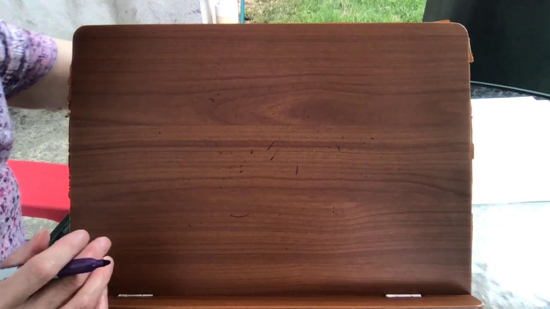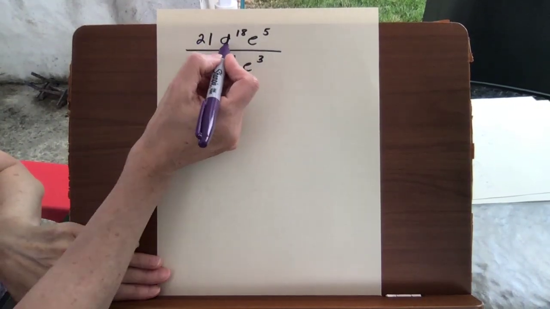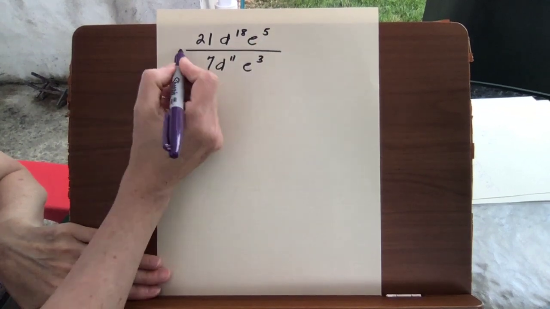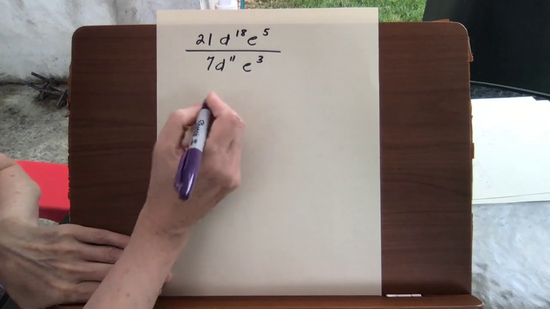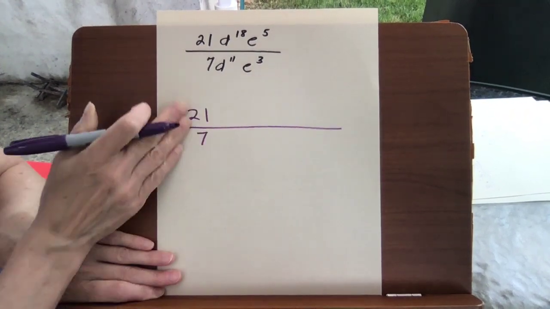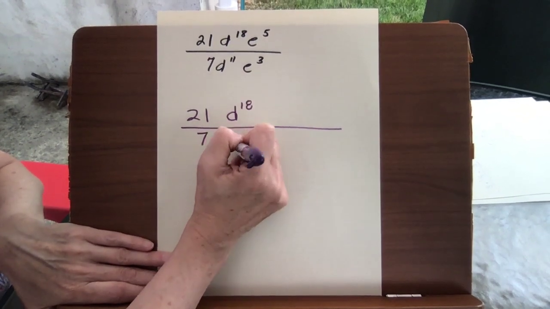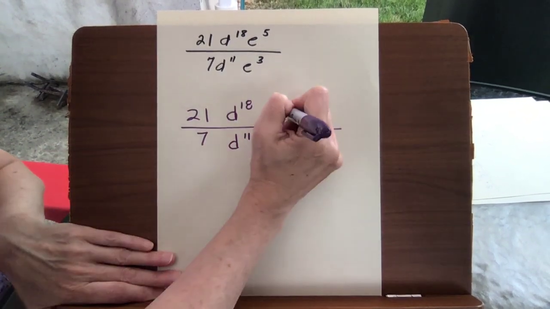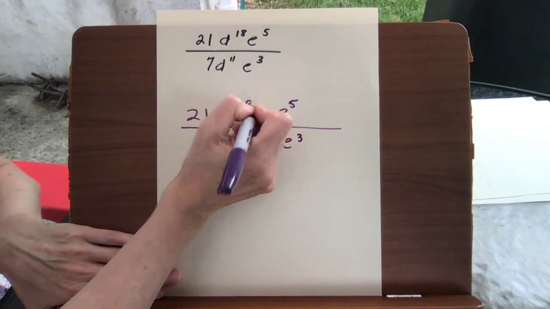All right, let's get into some division now, okay? We have 21 d to the 18th e to the 5th, divided by 7 d to the 11th e to the 3rd. Okay, so what we're going to do is space this out. We're going to keep the coefficient numbers here. D to the 18th, give a little room, put d to the 11th under it. E to the 5th, a little more room, and e to the 3rd under it, okay?